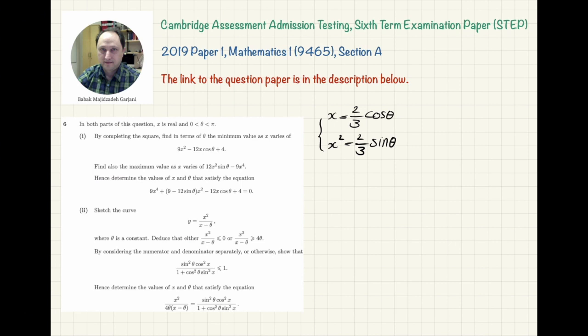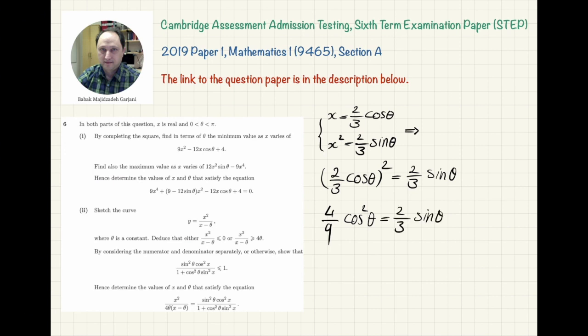So then this is not hard to solve. What I do, I use the substitution method. Instead of this x, I put this value. So what happens? It becomes 2/3 cosine of theta, all to the power of 2, is equal to 2/3 sine theta. So then it gives me 4/9 cosine squared theta is equal to 2/3 sine theta.